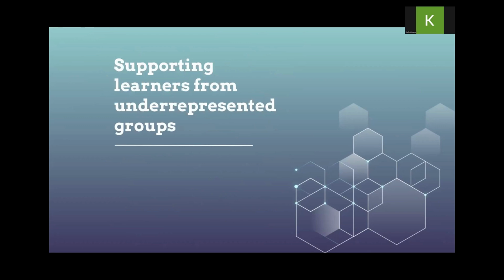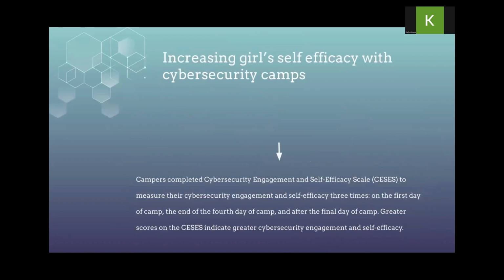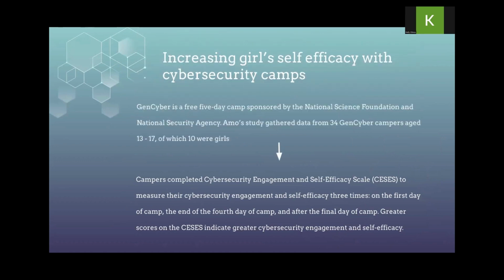So how do we support learners from these underrepresented groups? One of the research articles I read basically looks at this cybersecurity camp. It's a free 5-day camp sponsored by the National Science Foundation and NSA. And AMO's study gathered data from 34 GenCyber campers aged 13 to 17, of which 10 were girls. And again, you see here that girls make up a smaller percent of those campers in this cybersecurity camp.